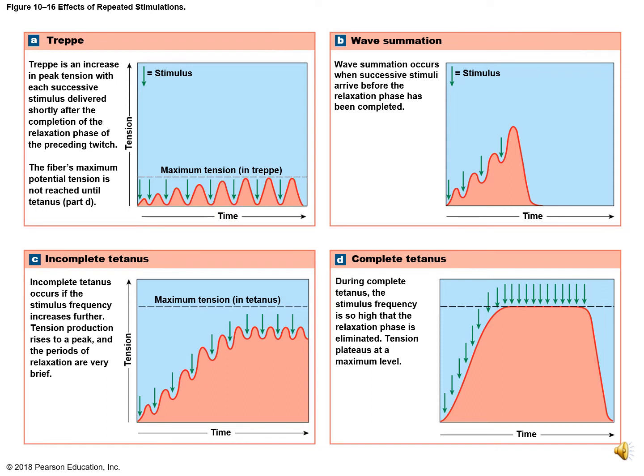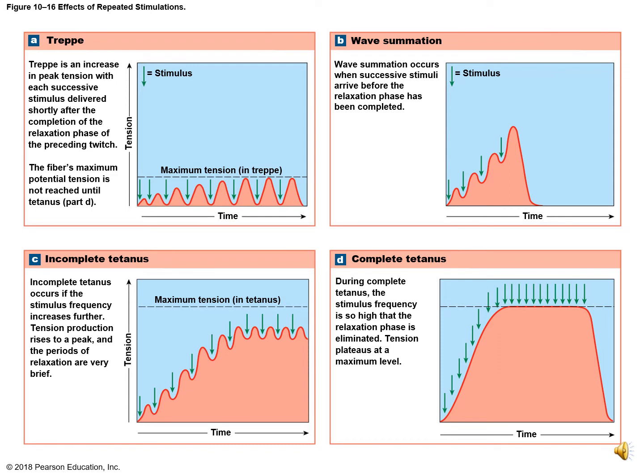The third is wave summation. Now we're decreasing the amount of the relaxation period. We're hitting before we hit complete relaxation. So it's coming a little sooner, and this also is going to keep adding to the contraction's tension and keep building to a certain maximum where it will then stop.